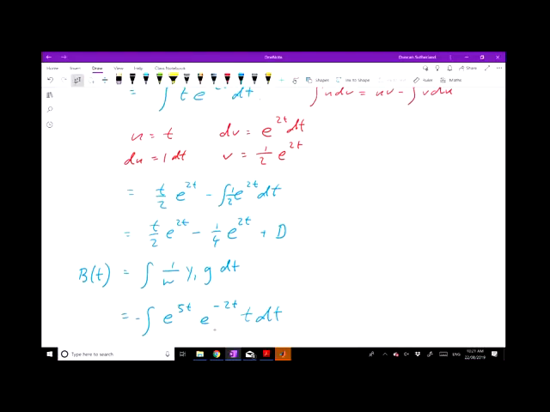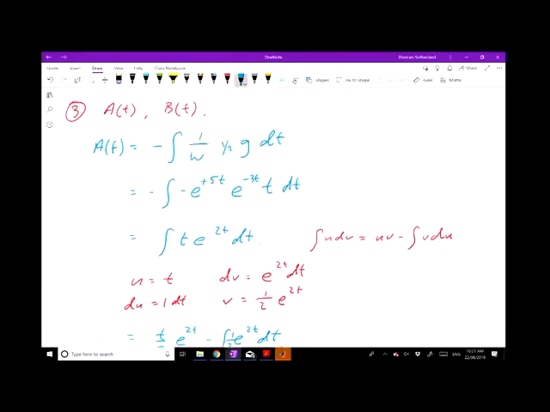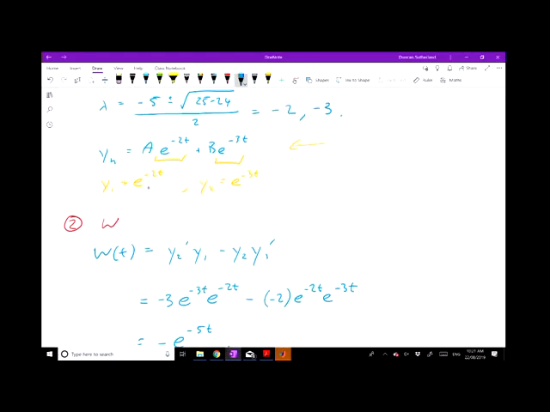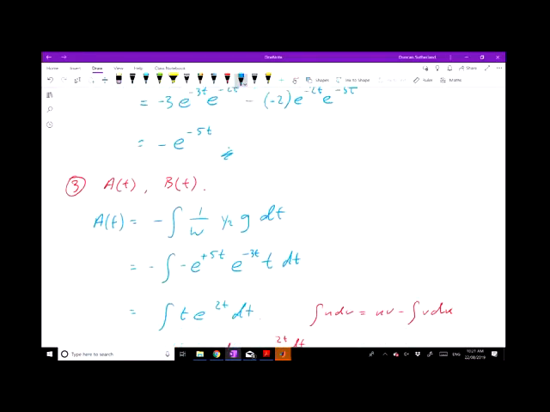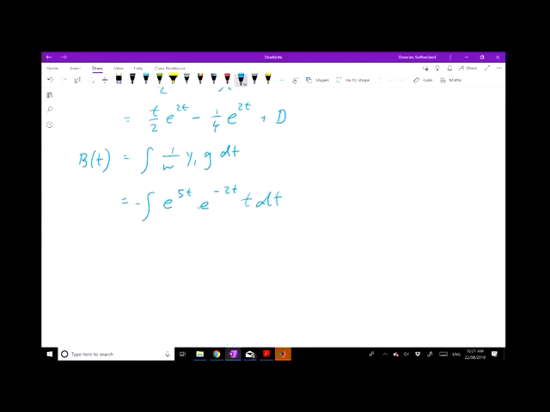Okay, so our y1, we scroll back up here. We see that y1 was the one with the minus 2. Alright, so that's what we subbed in. Our g of t doesn't change.